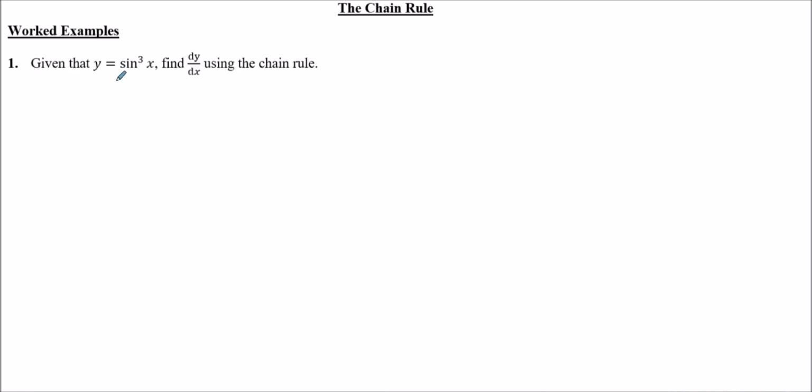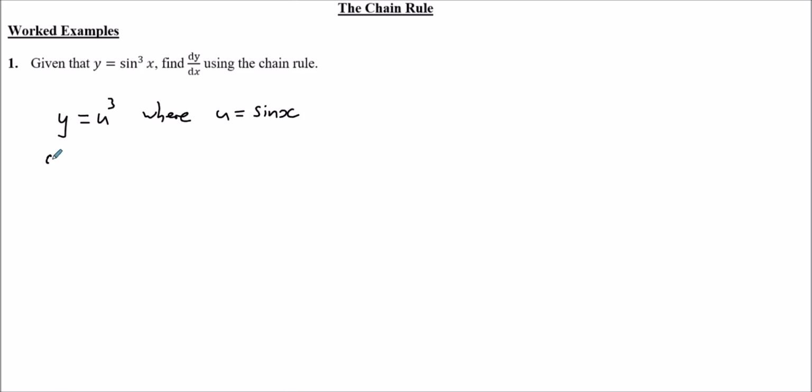So, first, worked example proper. Given that y equals sine cubed x, find dy by dx using the chain rule. So what we can say here, we can just say y is u cubed where u is just sine x.